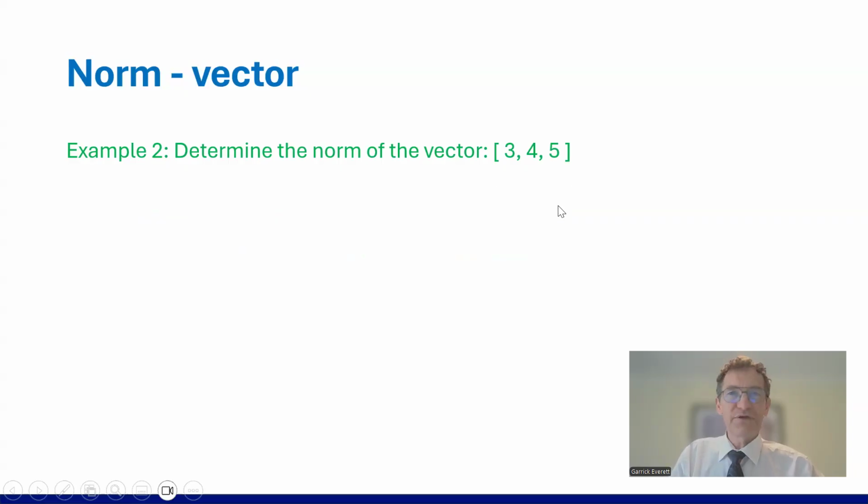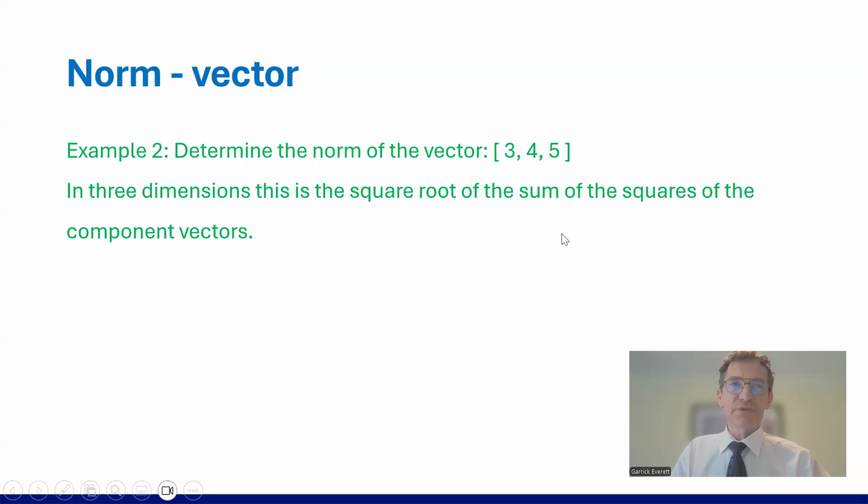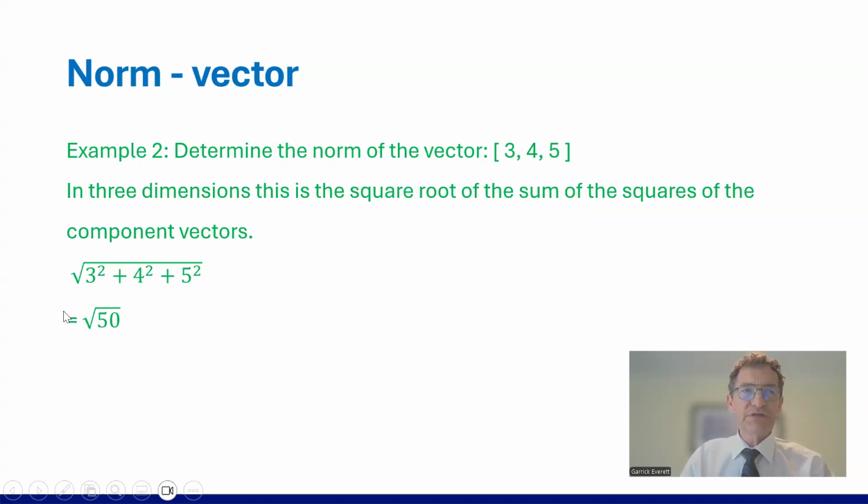We've got to determine the norm of the vector (3, 4, 5). You might not be able to do that in your head, but it's the same principle. It's the square root of the sum of the squares of the component vectors. So 3 squared plus 4 squared plus 5 squared, add that together and we get 50, the square root of 50, and you can simplify that as 5 root 2.